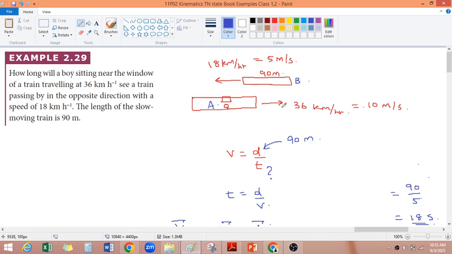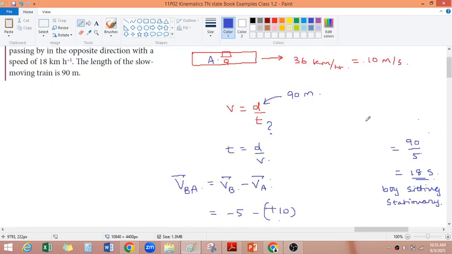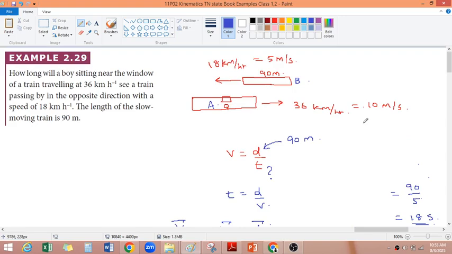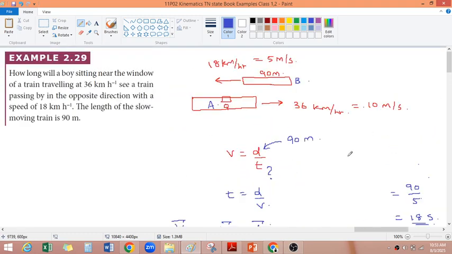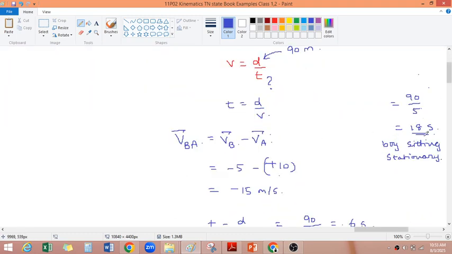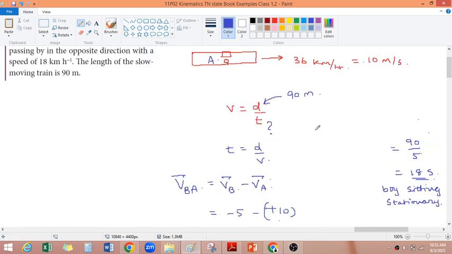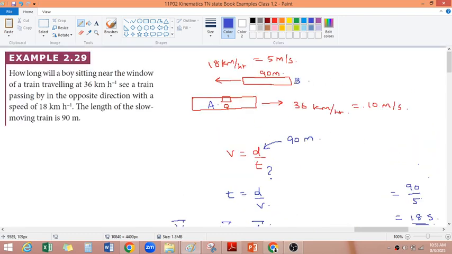because what will happen is it will become 10 minus 5, so it will become 5. So in that case, it will be 90 divided by 5, so it will take 18 seconds if you are going in the same direction.